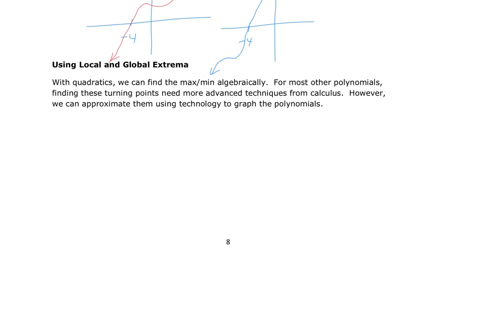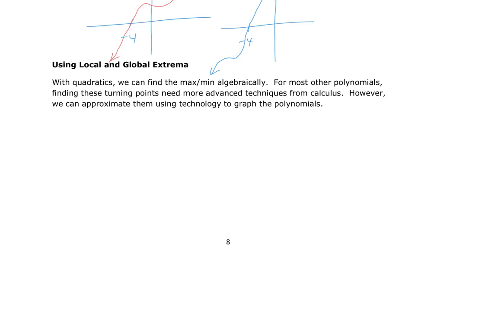All right, quadratics. We know exactly the location of the min and the max. We know exactly where it is, right? All we have to do is find the vertex. All the other polynomials, not so easy. So we have to use more advanced techniques from calculus. In calculus 1, we will spend time finding the location of the extrema. In this one, we're just going to use approximations.